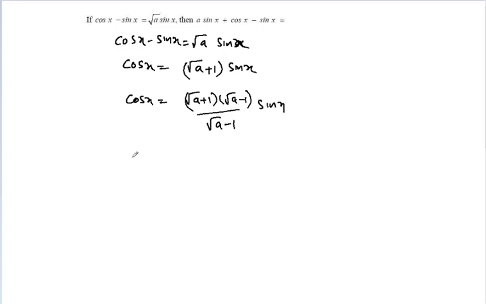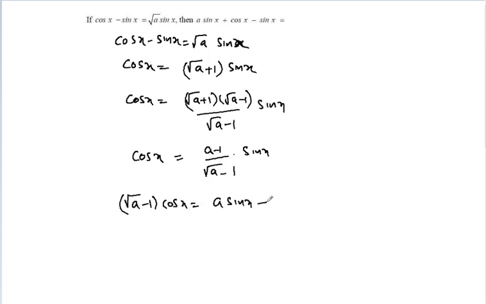Here (a + b)(a − b), that is cos x = (a − 1)/(√a − 1) into sin x. That is (√a − 1) cos x = a sin x − sin x. From this, √a cos x − cos x = a sin x − sin x.